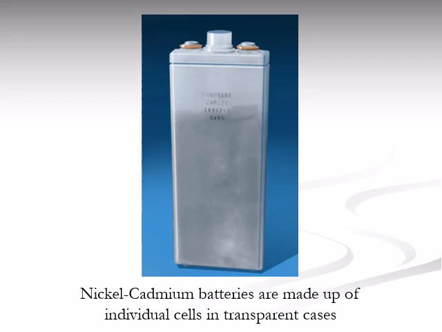This image shows an individual cell from a nickel-cadmium, or NiCad, battery. Unlike lead-acid batteries, NiCad batteries are constructed from separate, individual cells, each housed in a transparent or translucent case. This design makes it easy to visually inspect the electrolyte level and internal condition of each cell without opening it. NiCad batteries are widely used in aviation due to their durability, long cycle life, and excellent performance in extreme temperatures. They are particularly well suited for high discharge applications like engine starting.